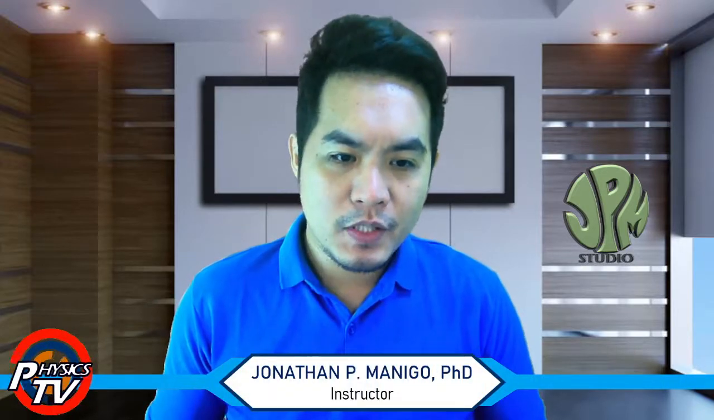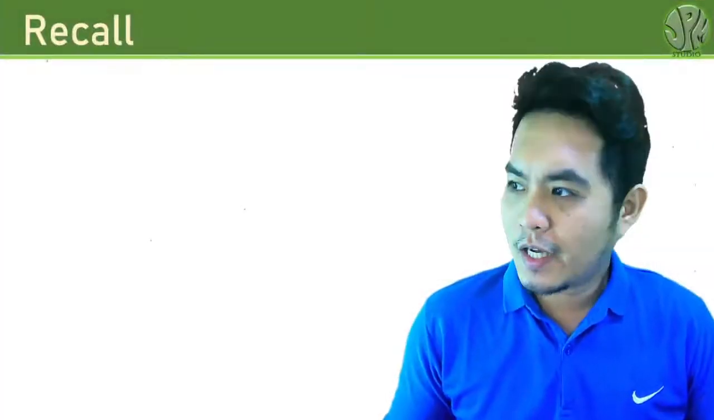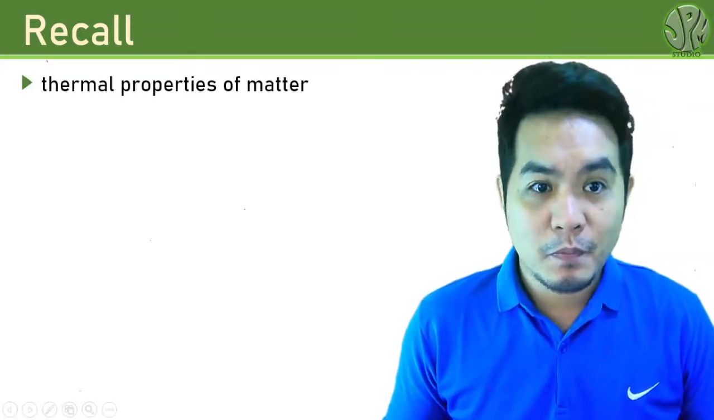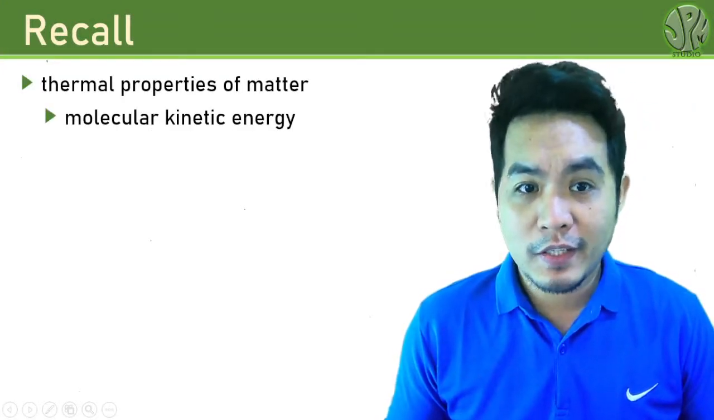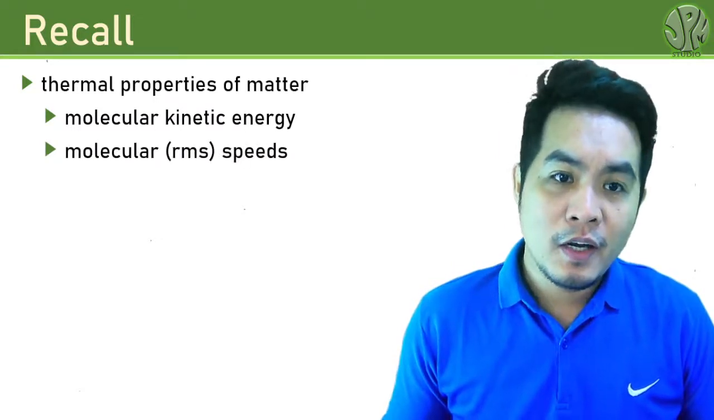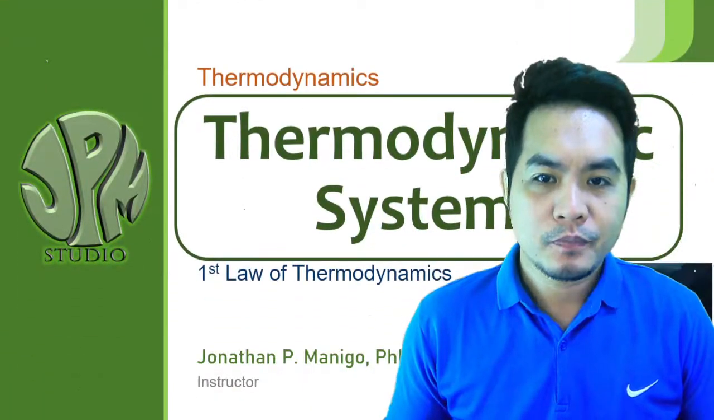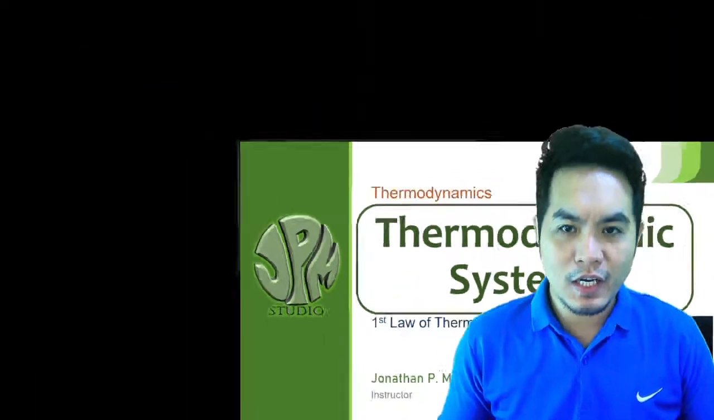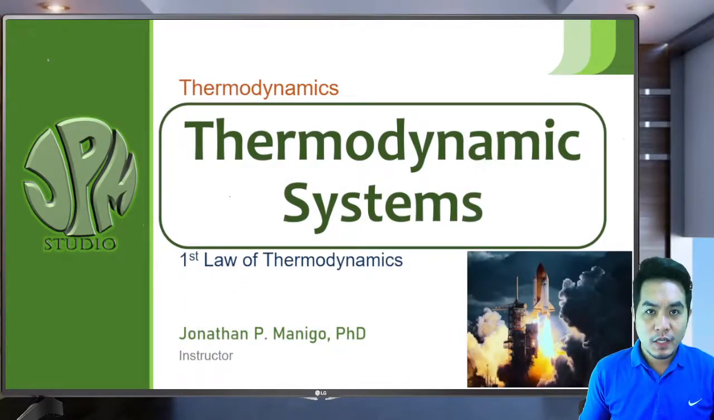So in the previous lessons, we have discussed the thermal properties of matter, such as the molecular kinetic energy and the molecular root mean square speeds. And for this lesson, we will be introducing the unit on the first law of thermodynamics, and we will first discuss what a thermodynamic system is and how it is related to the thermodynamic state variables that we have discussed in the previous unit.